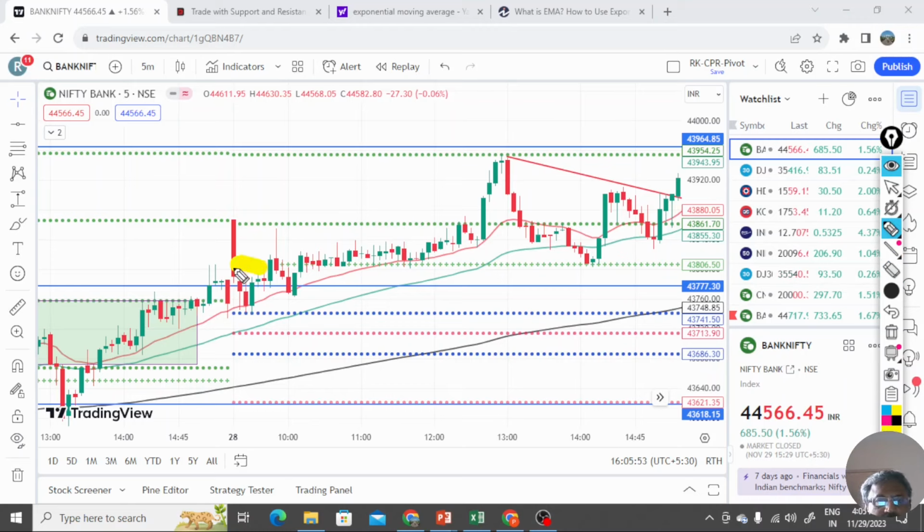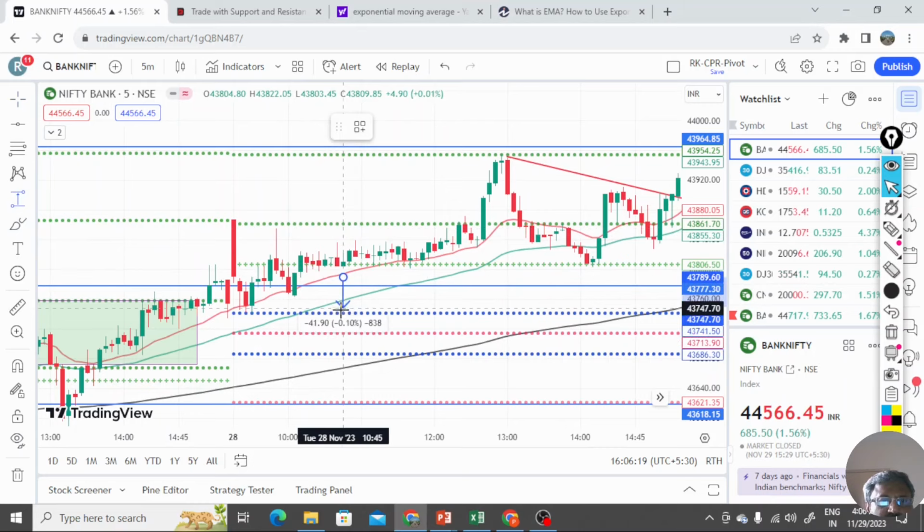See, this is a bullish engulfing candle. It's a perfect bullish engulfing candle. This is a perfect bullish candle taking support at the 20 EMA, and if you take a trade above the high of this candle, keep the stop loss below this candle. See, the 1:1 target could have been easily achieved here.